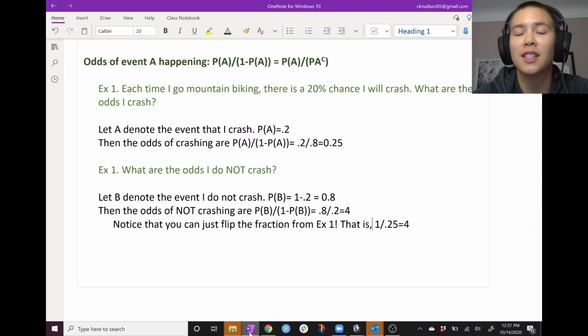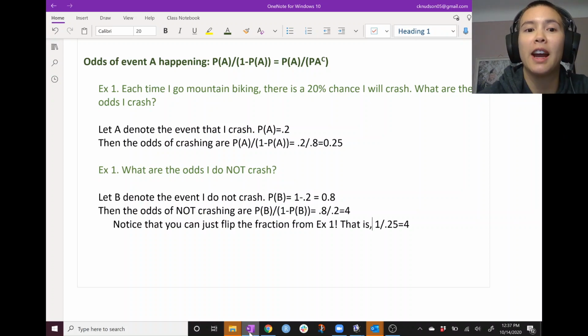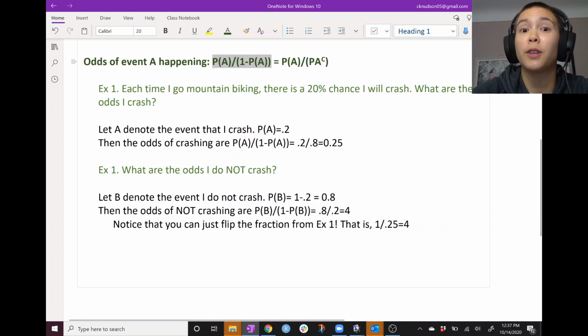So let's look at an example. Say that every time I go mountain biking, there's a 20% chance I will crash. What are the odds that I will crash? So we are going to apply this equation right here.